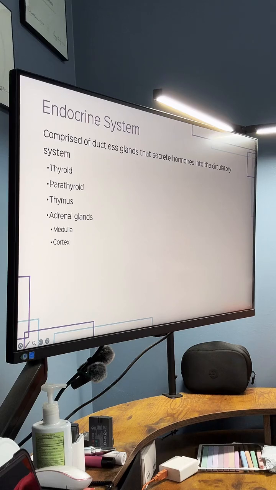The primary glucocorticoid is cortisol, which affects our carbohydrates and fat metabolism for energy production.